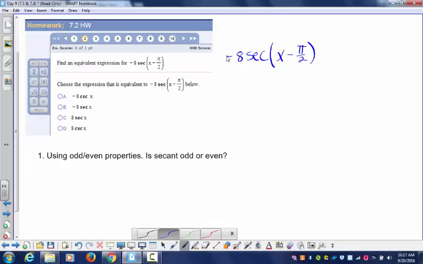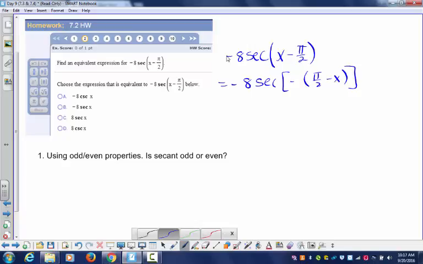That would be the complement of x. Pi over 2 minus x, 90 degrees minus x. That would be the complement. Here it's written as x minus pi over 2. So what I want to do is just try a little rewrite. I'm going to write this as 8 secant. I'm going to factor out a -1, and then I have it in that form of complement.